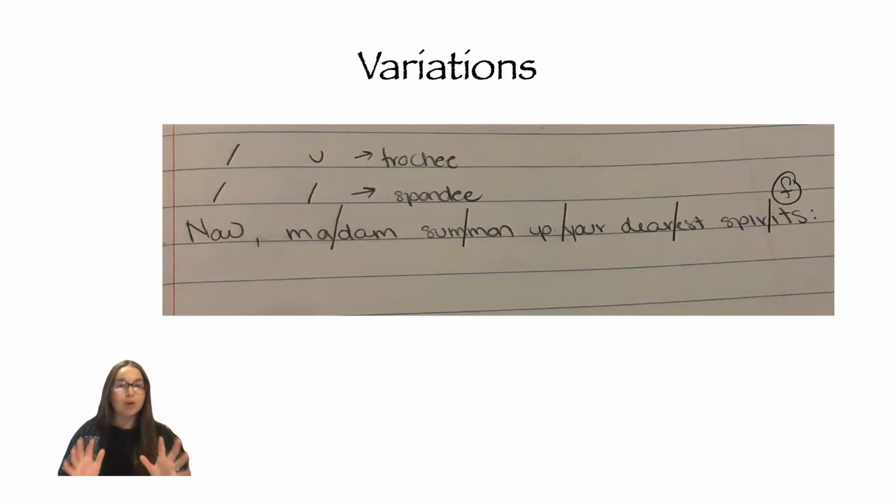Now, this line is probably fine to leave in iamb. Now, madam, summon up your dearest spirits. Yeah, that sounds fine. But I do think we have some options to make the first foot a spondee or a trochee. So either now, madam, or now, madam, right? So as our resources said, there is artistic license, right, that the actor can take in deciding on scansion for their character's text.